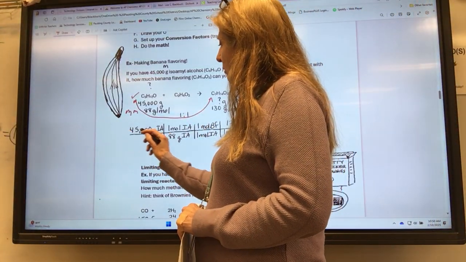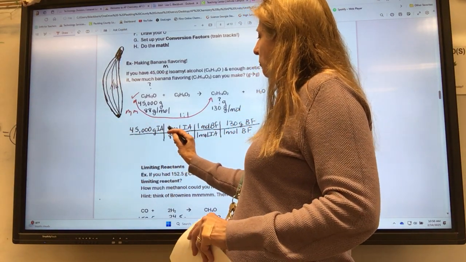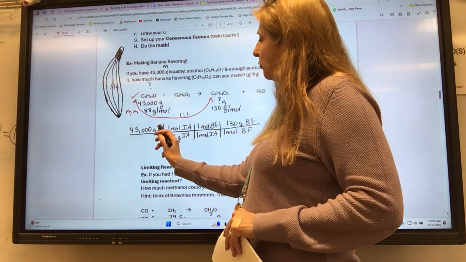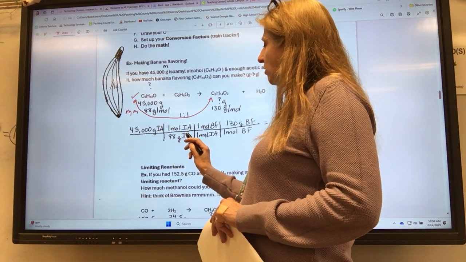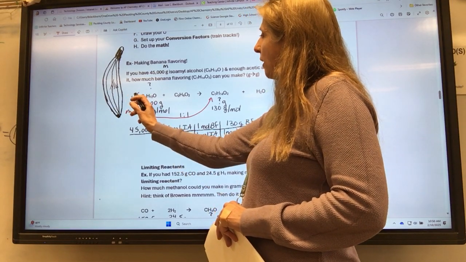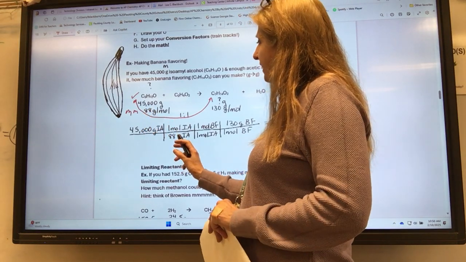So we start with what we know always. We take the units of what we know and we push them to the denominator. So we had grams of isoamyl alcohol. We write grams of isoamyl alcohol in the denominator. We go around our circle to look to see what number goes with grams, and it's 88.